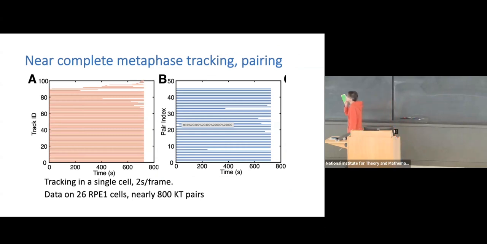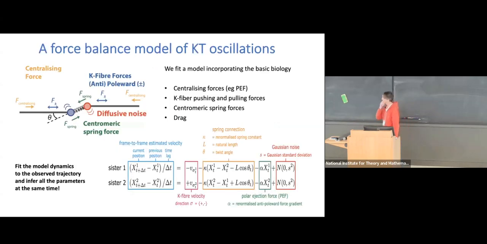So we've got near complete tracking. There's 92 kinetochores, and these are our tracks, practically 90. Okay, going all the way through, most of them going all the way through in this cell. And we compare them up, so we get about 46 pairs. And for this data set, we had 26 RPE1 cells. It's 2 seconds per frame, about 800 kinetochore pairs, which we analyzed.